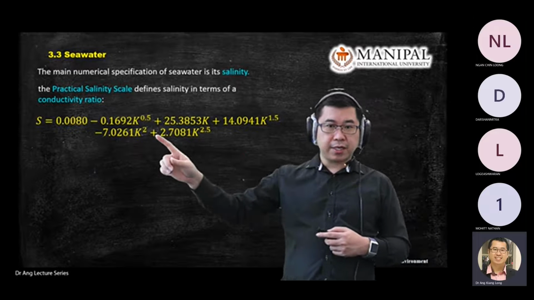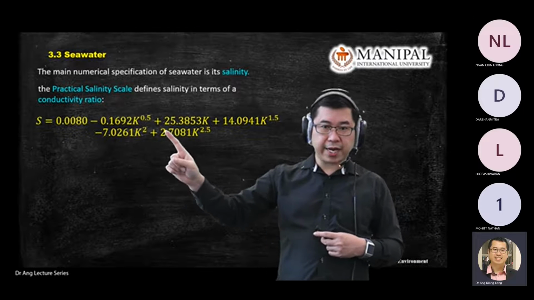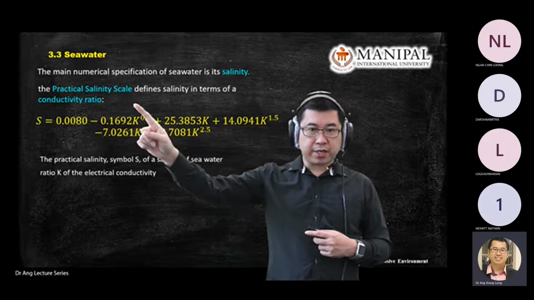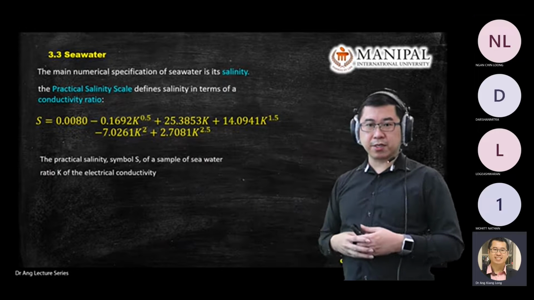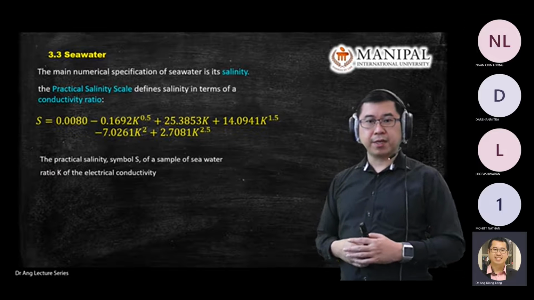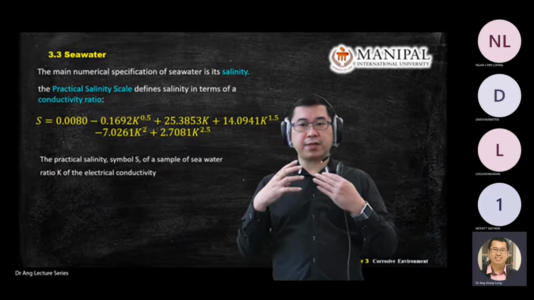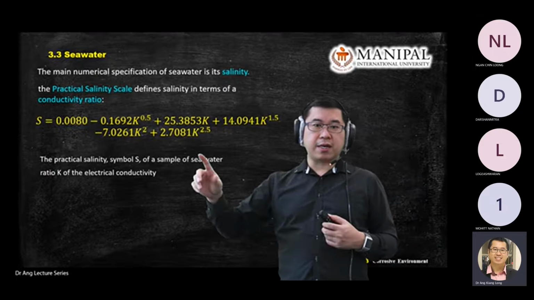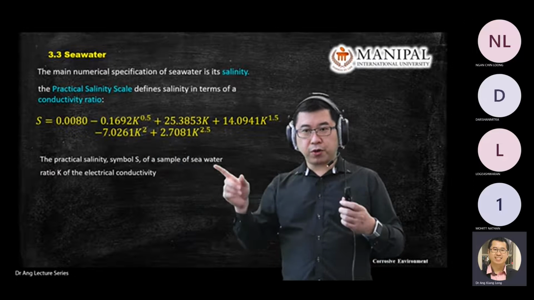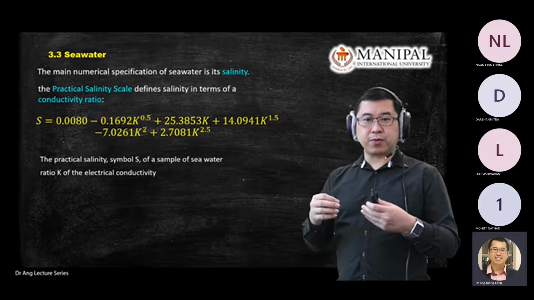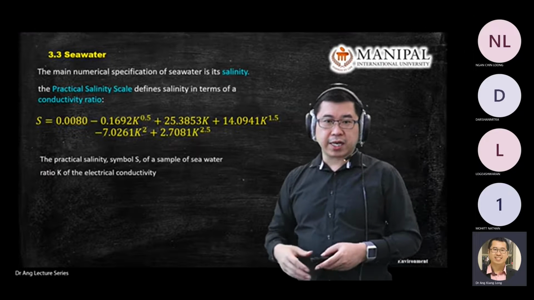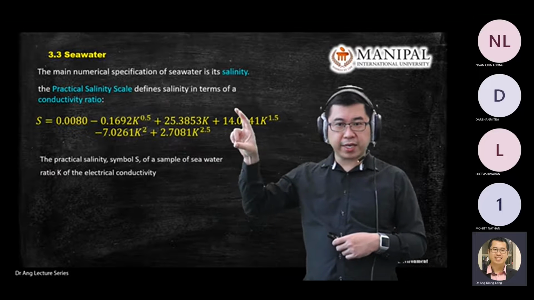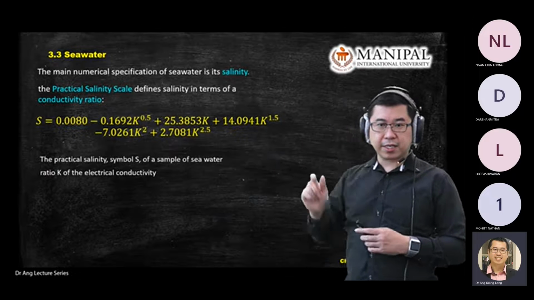This formula, as you can see, has some constant values there, and there is a K value there. The K value is the conductivity property of the seawater. So when you explain seawater, think of the flow of electricity, and because of the flow of electricity, we use the word conductivity. Salinity is linked with conductivity, and you have one equation for that salinity.